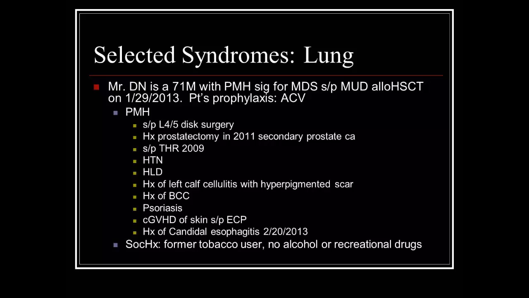A couple of selected syndromes here. First one is a 71-year-old with a history of MDS. He got a matched unrelated donor allogeneic stem cell transplant in January 2013. He had engrafted, he had gotten discharged, he was only on acyclovir. He has a variety of different things in the past, but I do want to point out that the patient has chronic GVHD of the skin, for which he's on extracorporeal photopheresis.